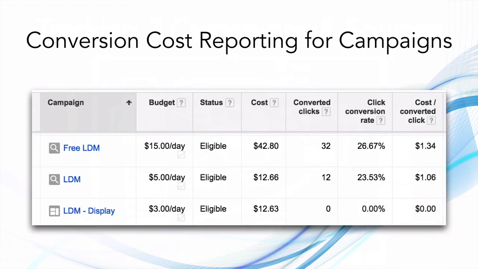So conversion cost reporting for campaigns and conversion tracking inside Google AdWords looks like this. Here you can see there are two campaigns. First one is free LDM and second one is LDM. You can see that we have spent a different amount of budget on both these campaigns. First one is $42, second one is $12. But the first one has got 32 converted clicks, second one has got 12 converted clicks.